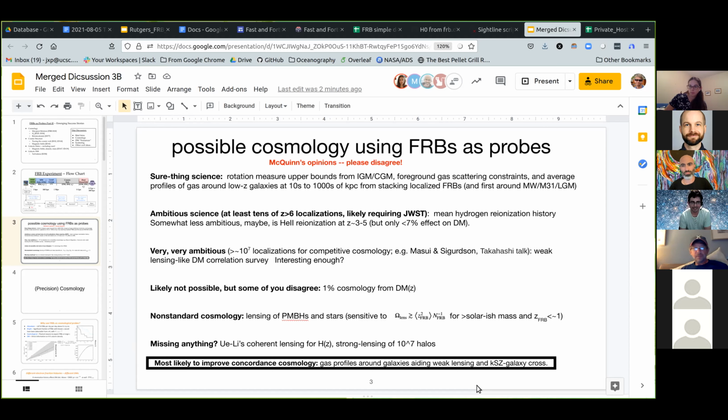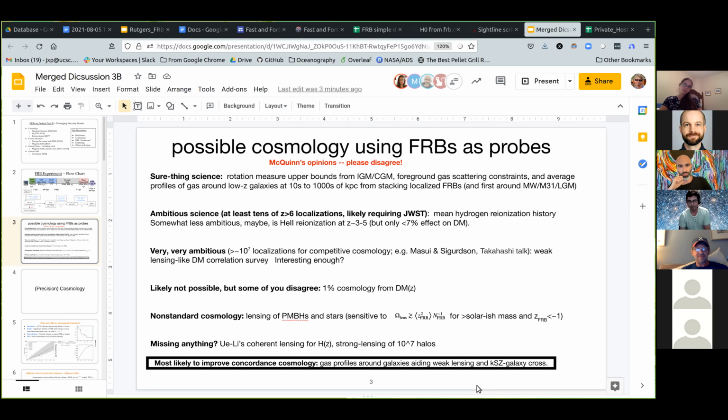Okay, ambitious science. So this conference has had a lot of discussion of very ambitious science. I'm not sure how ambitious it is, but I would definitely classify it as quite ambitious. There's a lot of unknowns, but redshift of reionization, FRBs. We talked a bit in the previous discussion this morning about the frequency dependence of emission of FRBs and the plausibility of having emission and being able to see FRBs at high enough redshifts. Something that's been mentioned even earlier than hydrogen reionization.